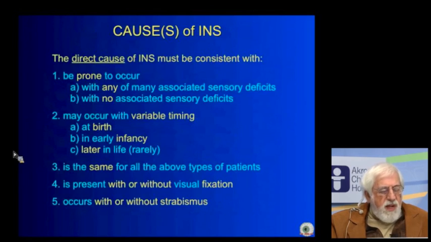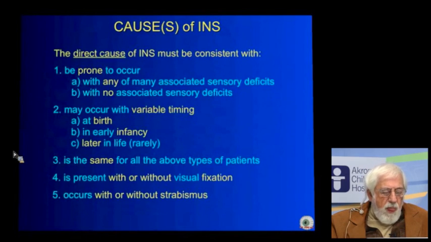The direct cause has to be consistent with all the things you have observed in the clinic. It's very prone to occur in the population. It can occur with any of many sensory deficits or with no sensory deficit. It can occur with variable timing, right at birth, in early infancy, or even later in life, as has been reported by ophthalmologists. It's the same for all of the above type patients. It's present with or without fixation. It's present in the dark. It occurs with or without strabismus.